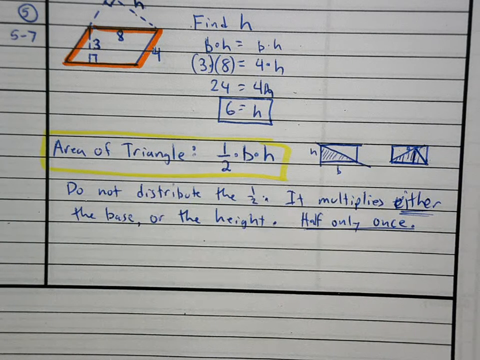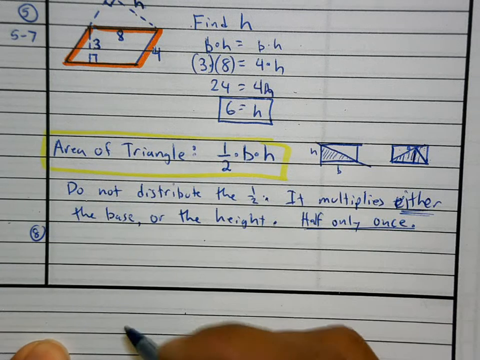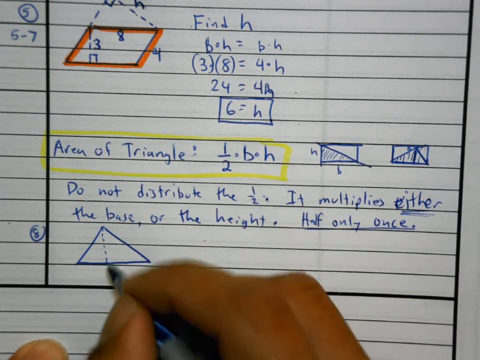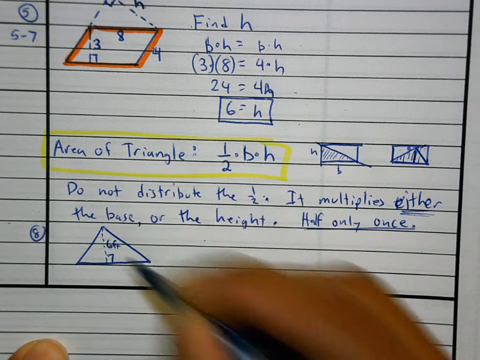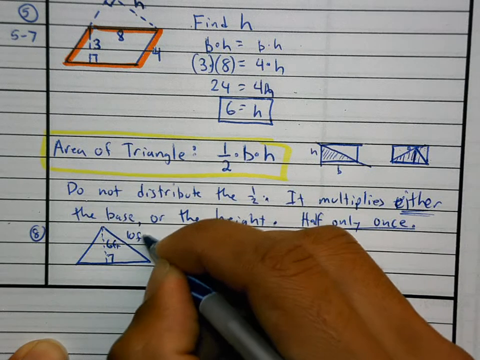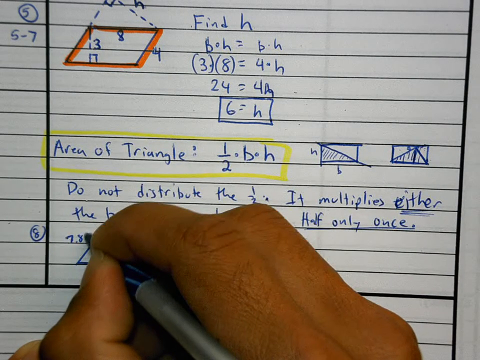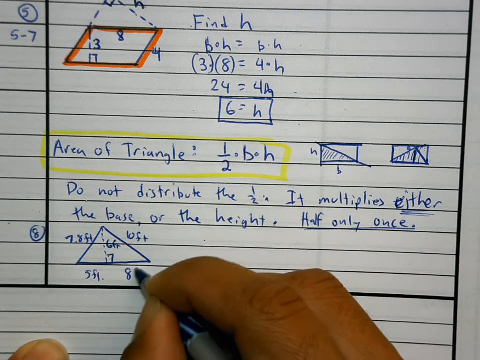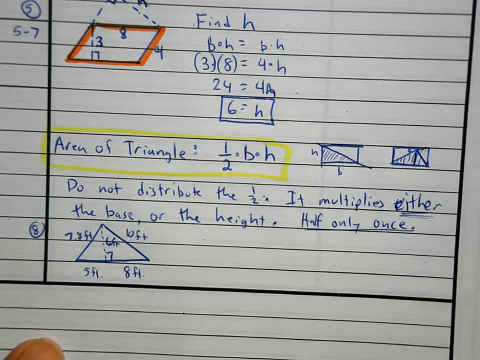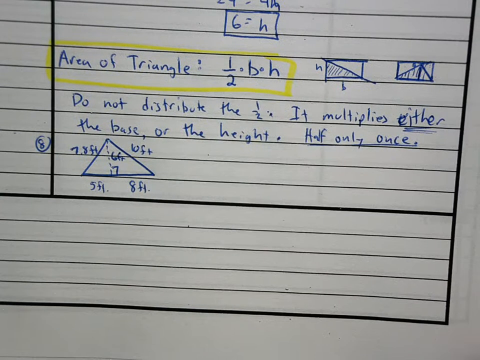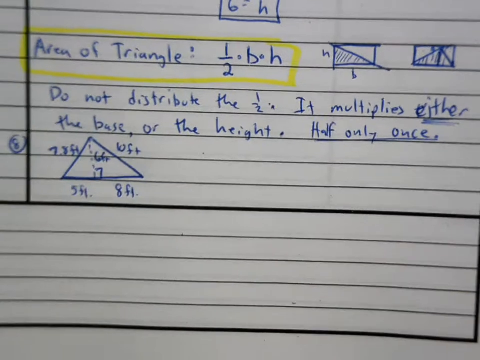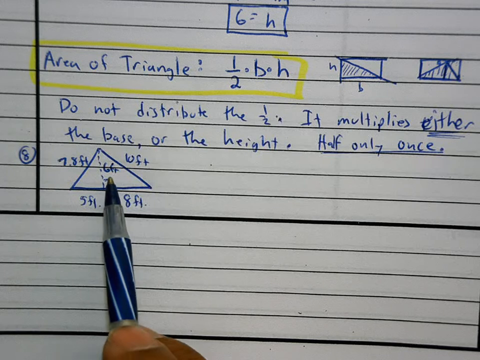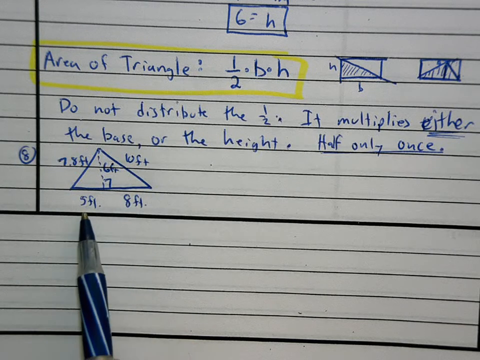I'm going to give you example number 8. Number 8 looks like this. I'll do a quick sketch. 6 feet, 10 feet, 7.8 feet, 5 feet, 8 feet.